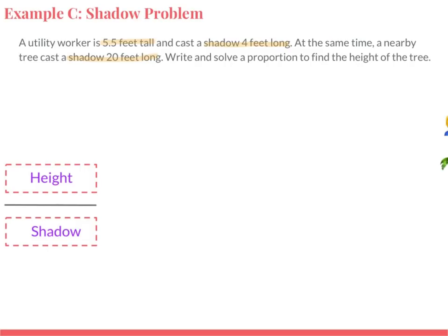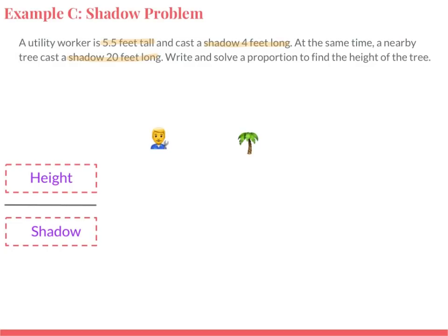Since the two things we're comparing are the man and the tree, let's grab ourselves a man here and grab ourselves a tree. Now, this is just details to help make sure that we set up our proportion correctly. Notice there aren't any lines here like there were in the last problem with our proportion already set up.